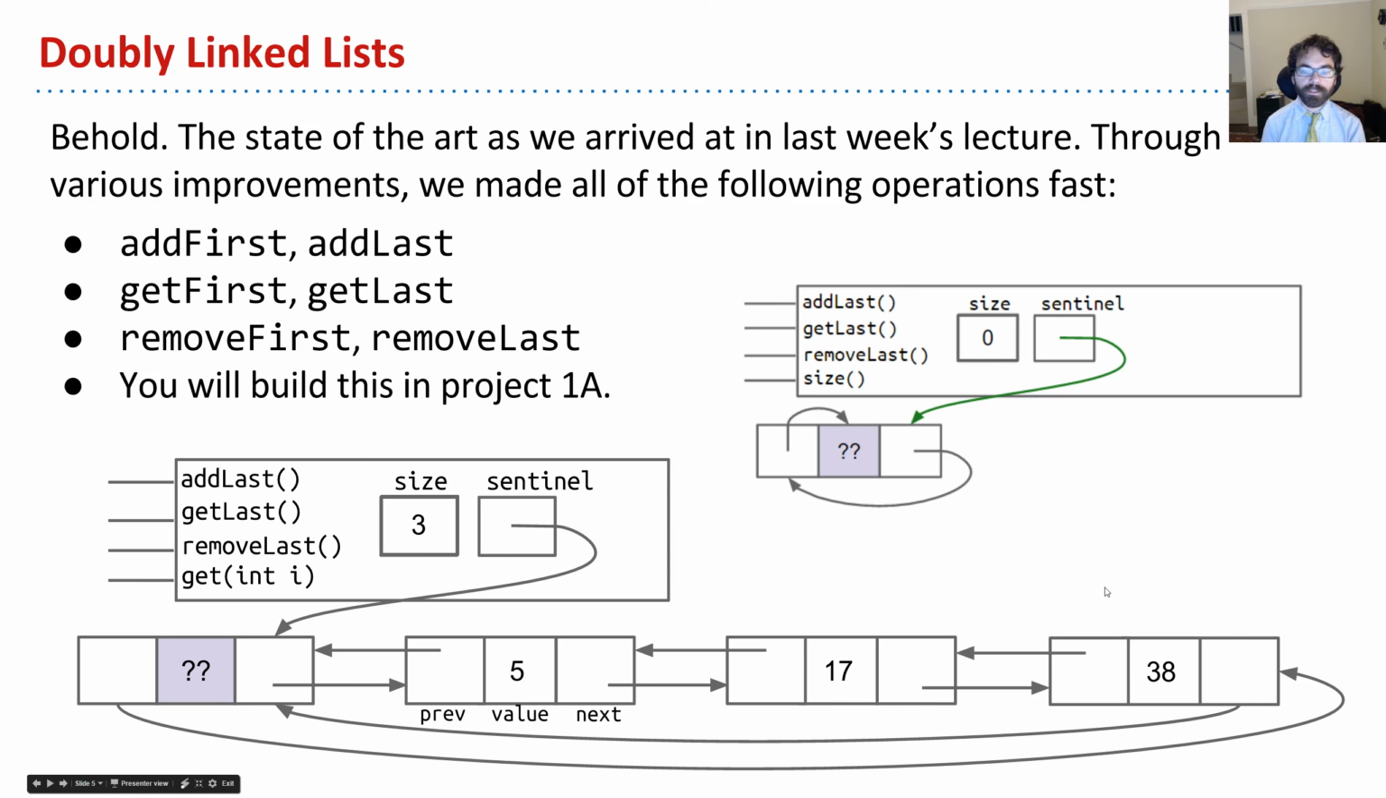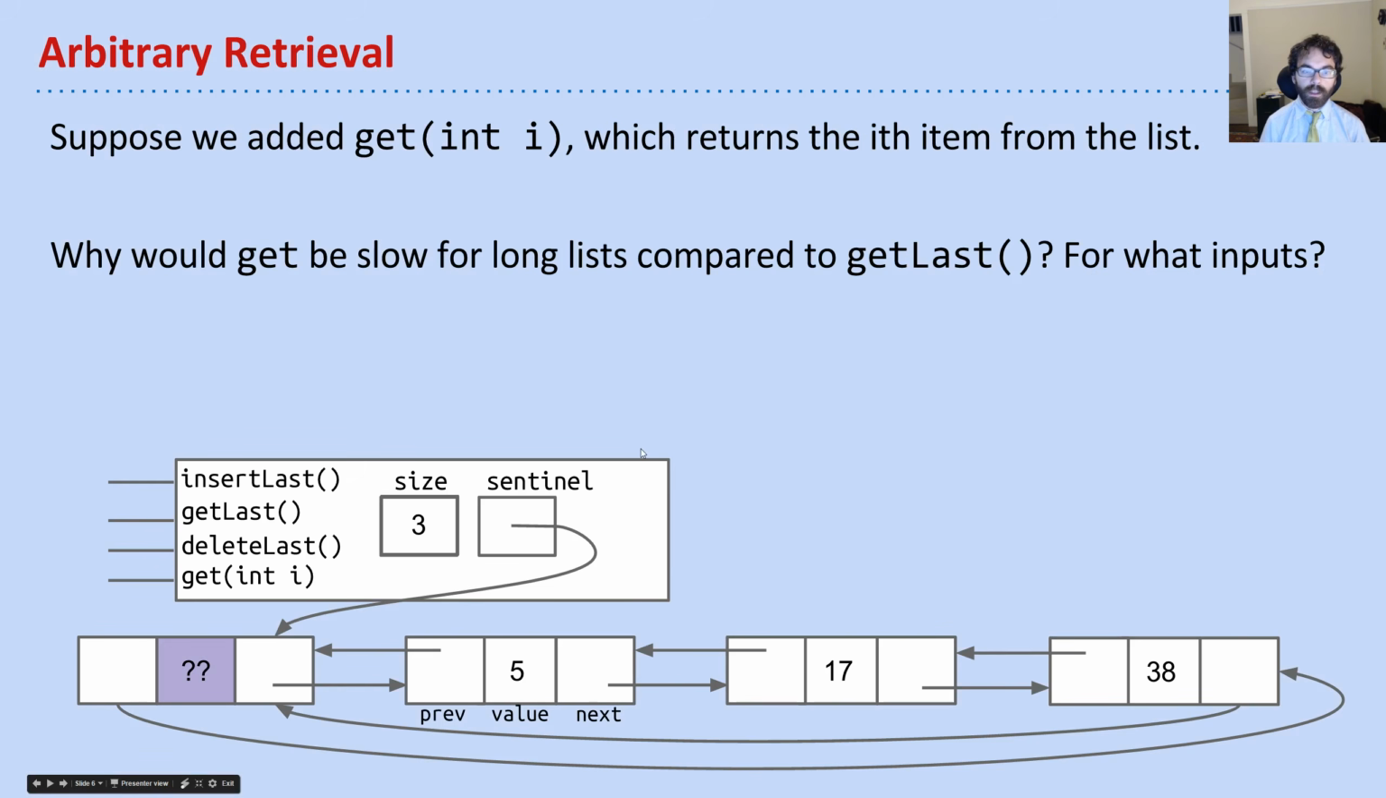So all of these operations are fast. The data structure is pretty beautiful. So the question is, why bother? Why bother using arrays instead? And so let's talk about a limitation to lists.